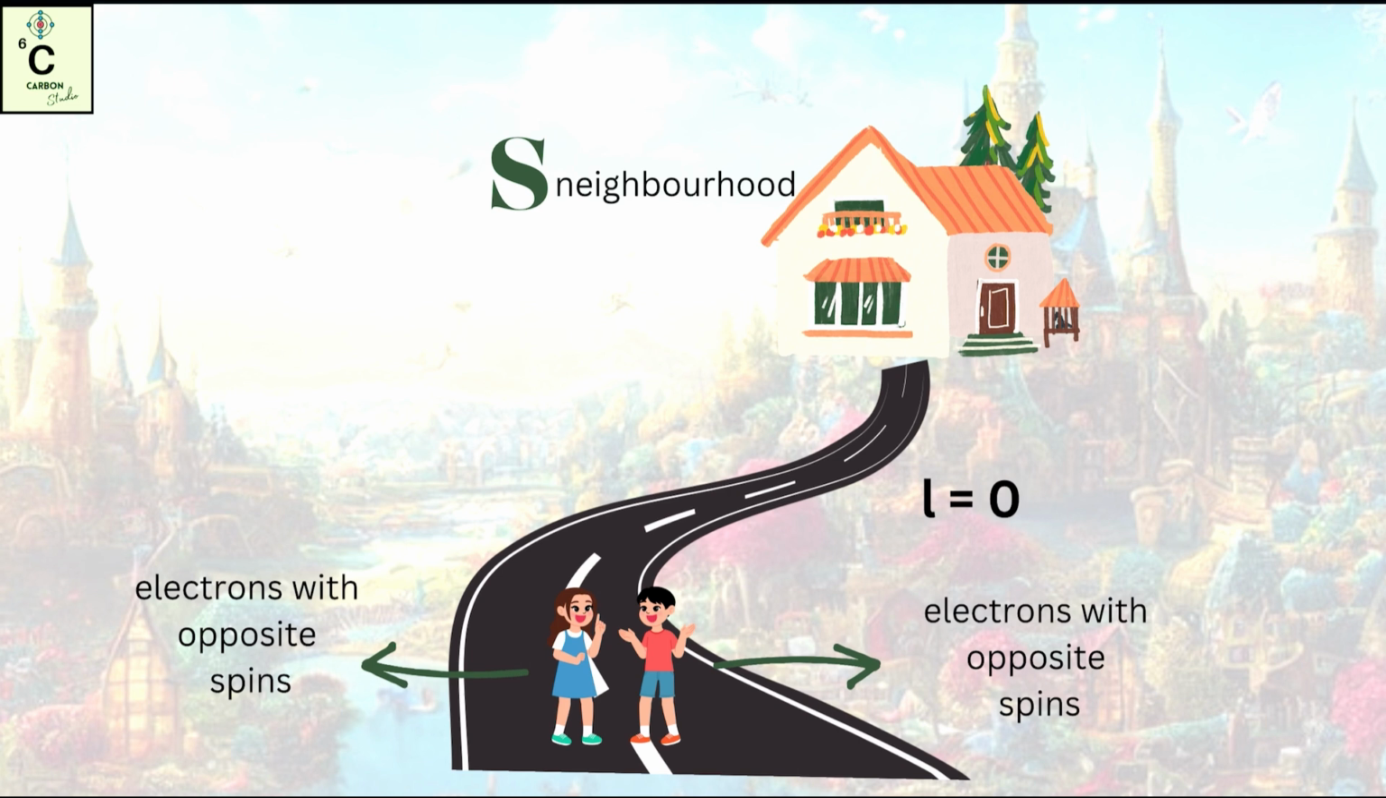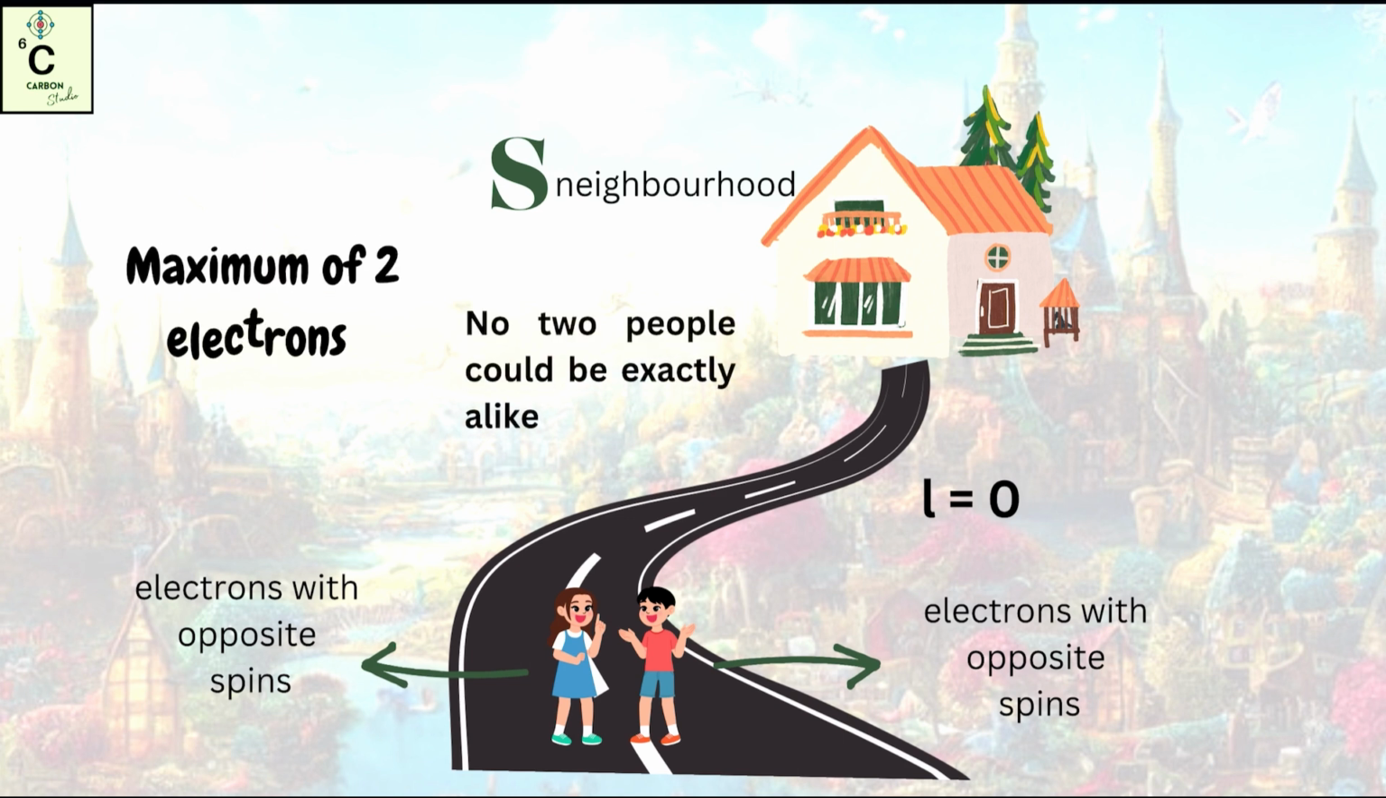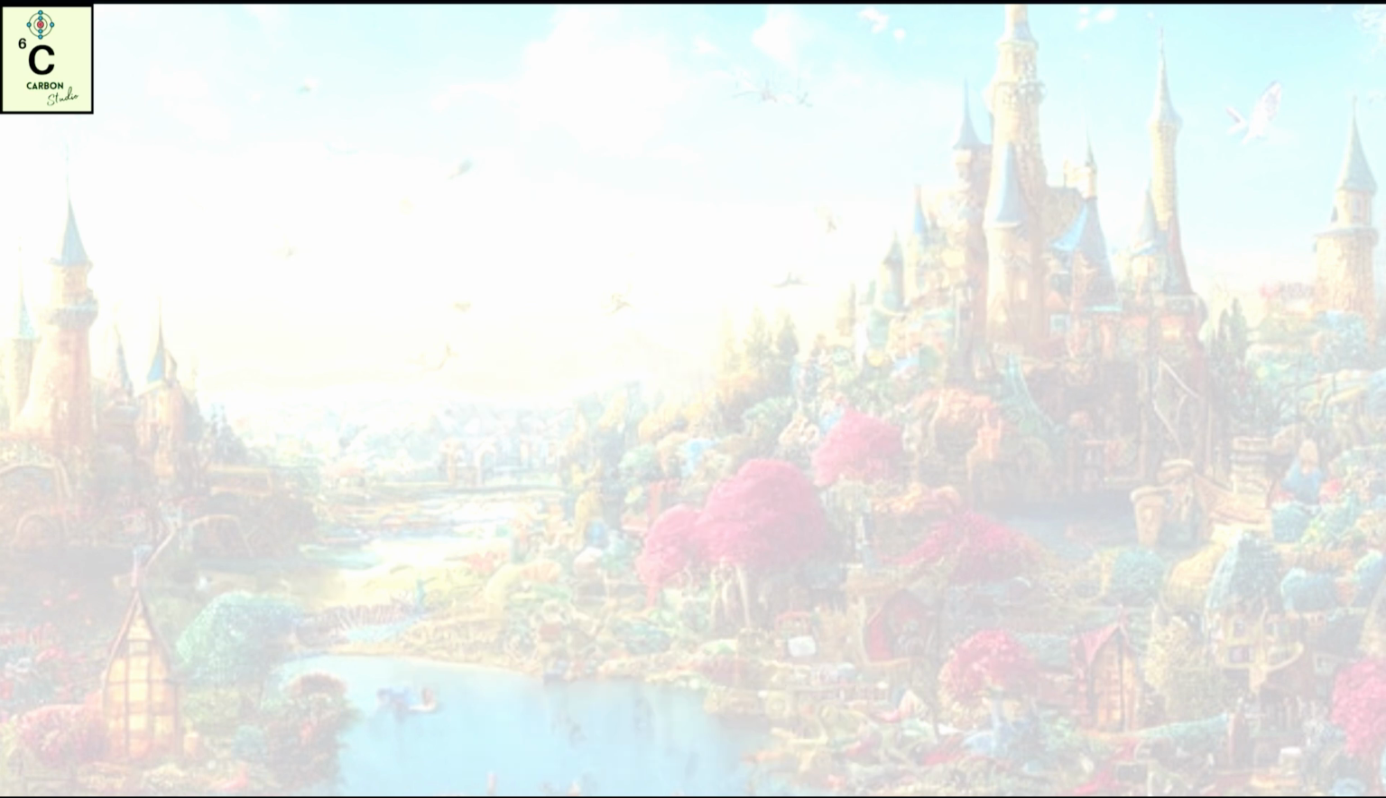Given there was only one street, and since each street could hold two electrons or two people, the maximum number of people in the S neighborhood will be 2 or 2 electrons. What do you think the maximum number of electrons in the P neighborhood would be? If you guessed 6, then you are right.